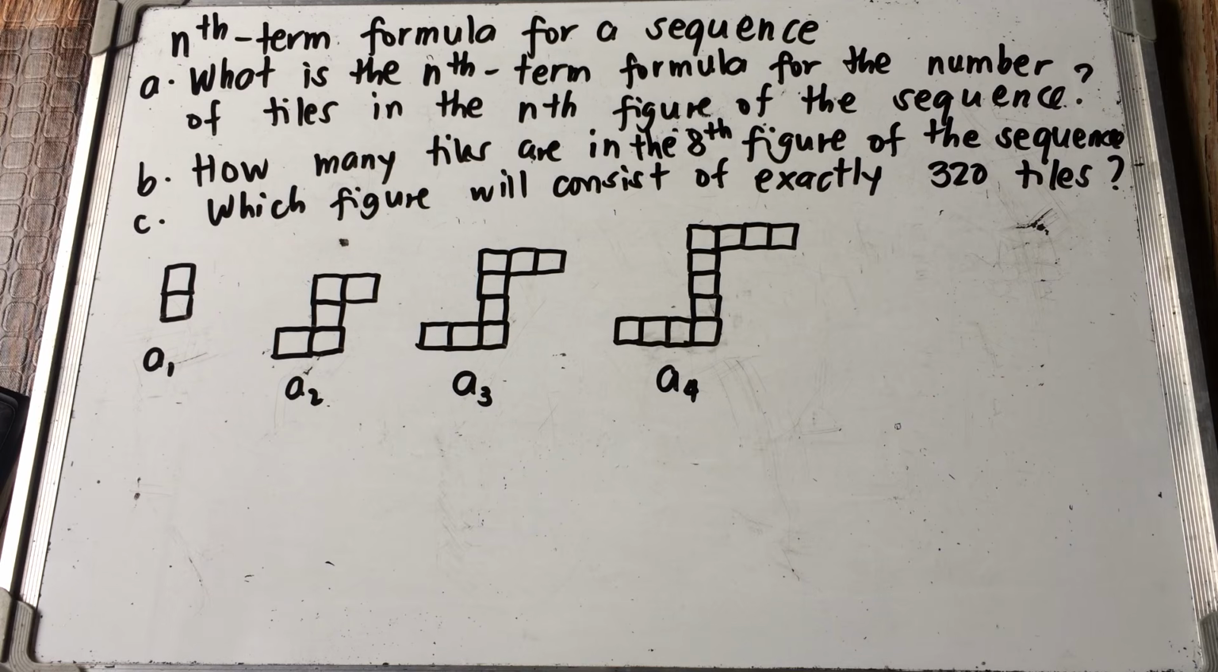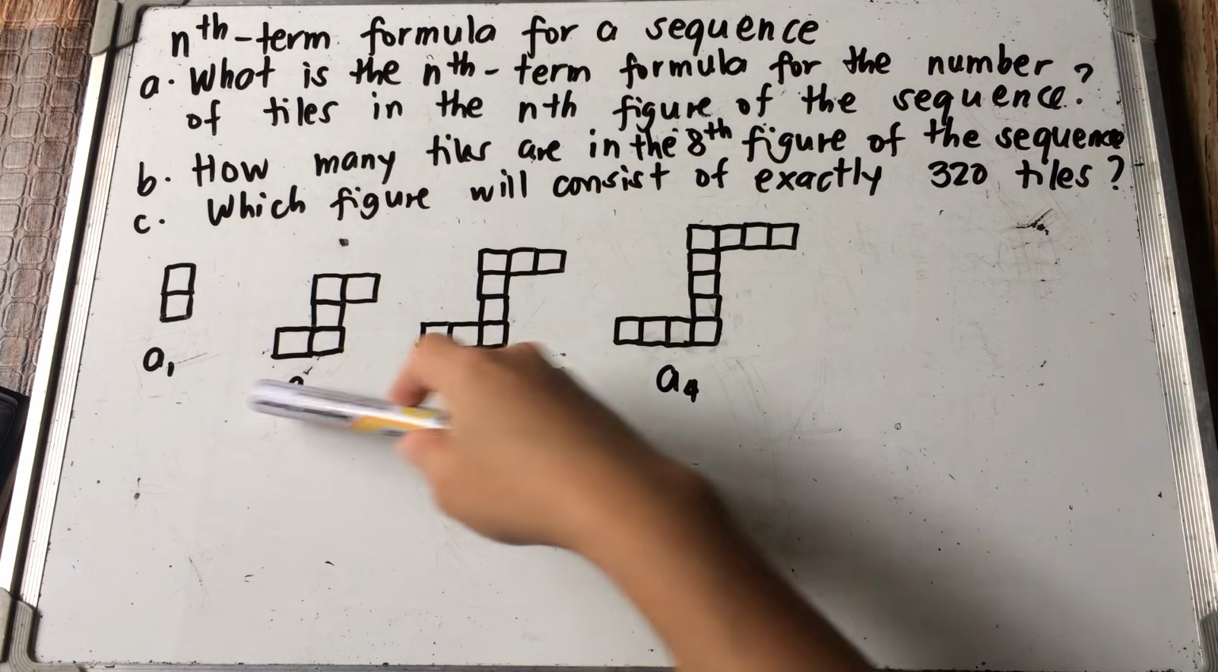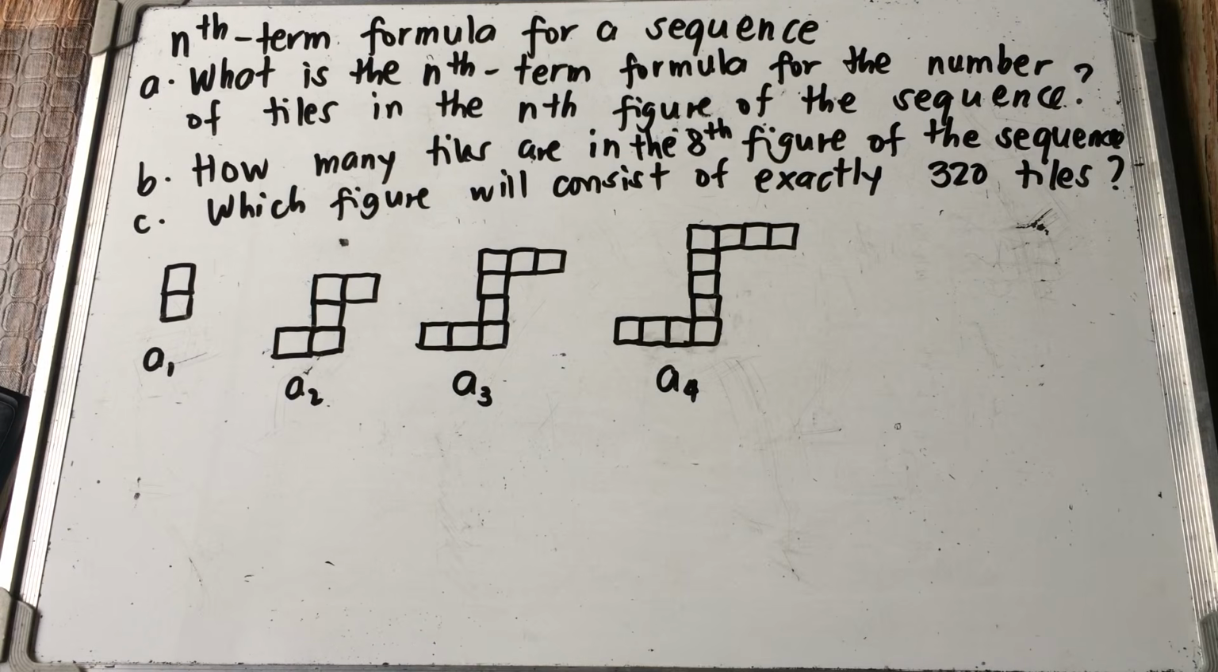So let us have the nth-term formula for a sequence. We must answer the following. A, what is the nth-term formula for the number of tiles in the nth figure of the sequence? So ito yung given figure. And then letter B, how many tiles are in the eighth figure of the sequence? And lastly, letter C, which figure will consist of exactly 320 tiles?